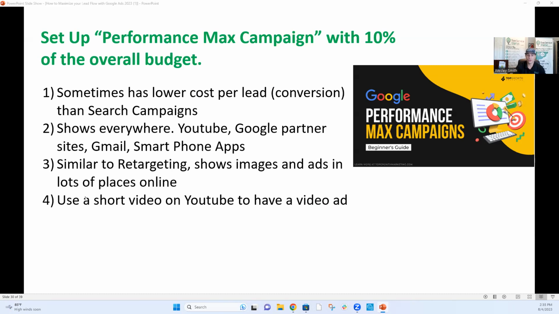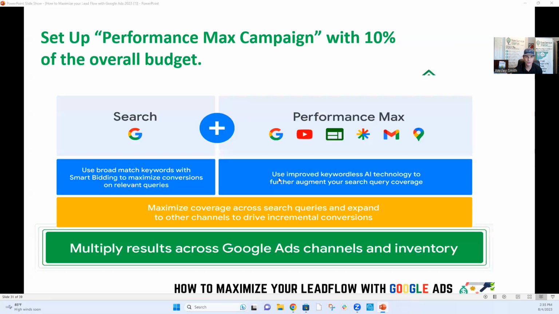You can also create a short YouTube video of, I think it's like 25 seconds or less, upload it to YouTube. And then now your Google Performance Max campaign will show your YouTube video as an ad on YouTube. It's pretty cool. Really works well. We kind of like the way it works. You don't have to put all the budget in there, but again, 10 to 20% is good enough. So set up the Performance Max campaign with 10% of the overall budget.